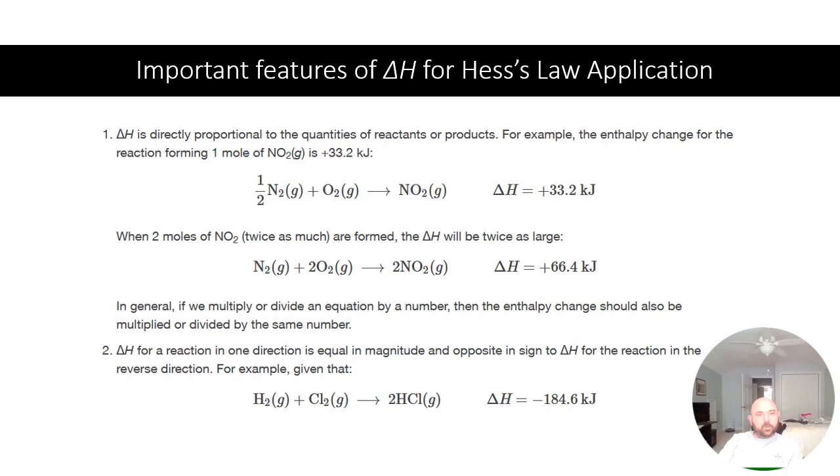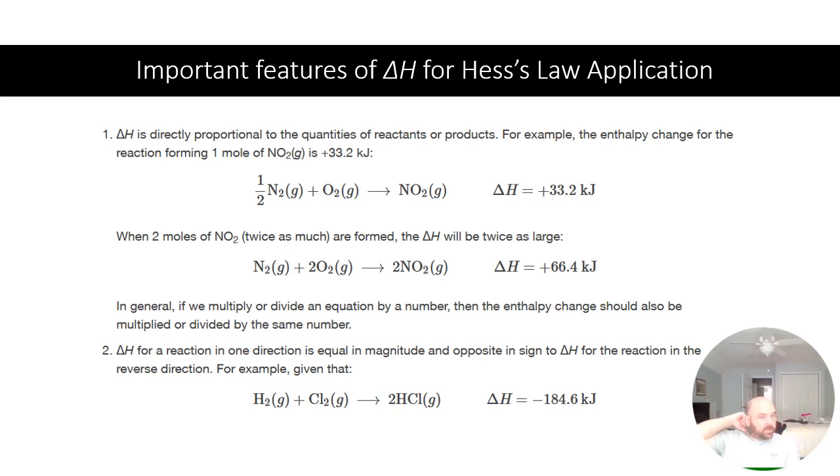Delta H is directly proportional to the quantities of reactants or products. For example, the following reaction, giving us 1 mole of O2, has an enthalpy change of 33.2 kilojoules. However, if we had 2 moles of O2 produced, that would multiply the enthalpy change by 2, since there's 1 mole in the first reaction, meaning an enthalpy change of 66.4 kilojoules would occur. In general, if we multiply or divide an equation by a number, the enthalpy change should also be multiplied or divided by the same number.